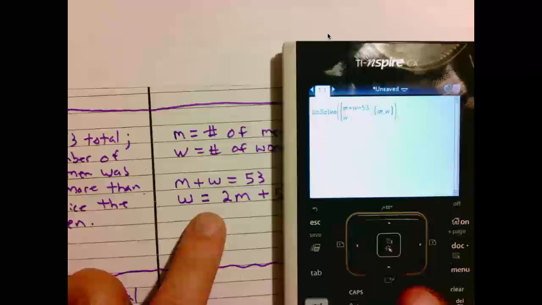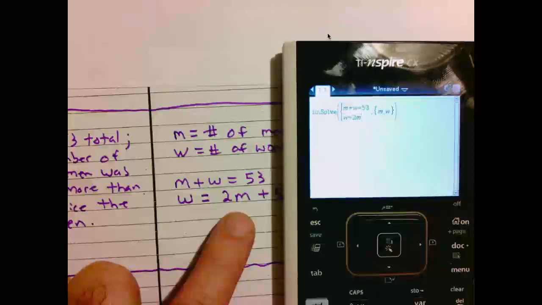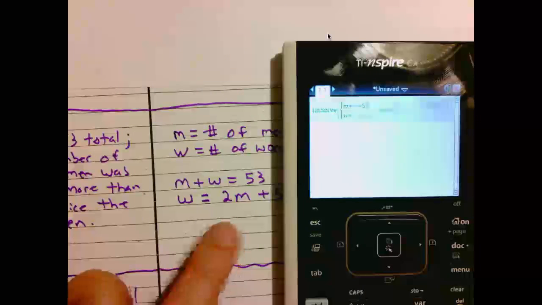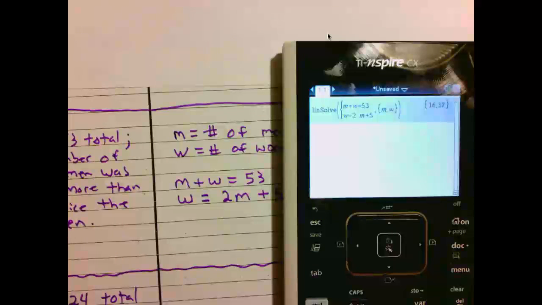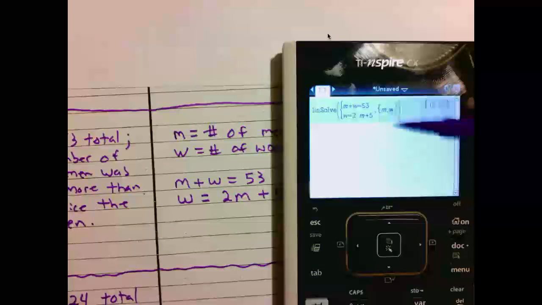W is twice the men plus 5. Now I hit enter. I get the solution 16, 37. What is it? Well, that's m comma w because that's the way we defined it.